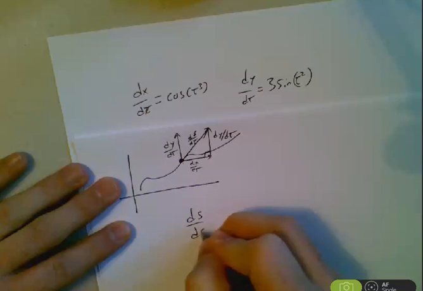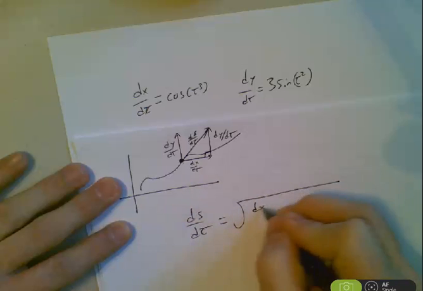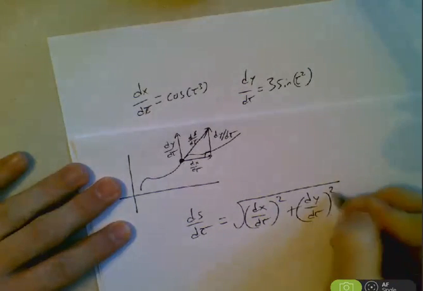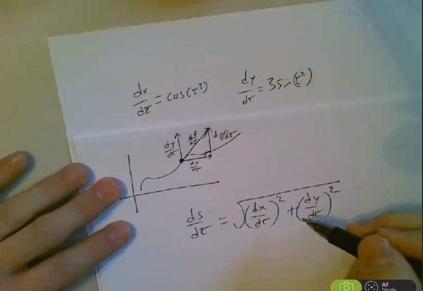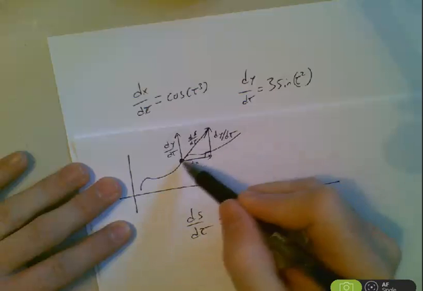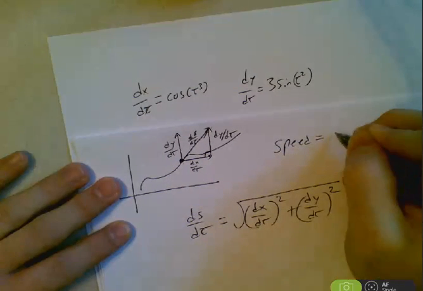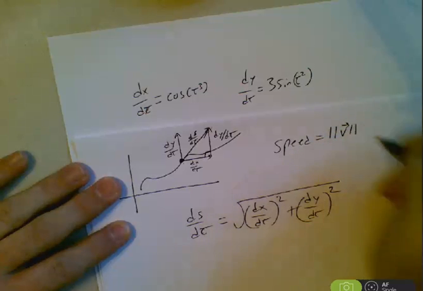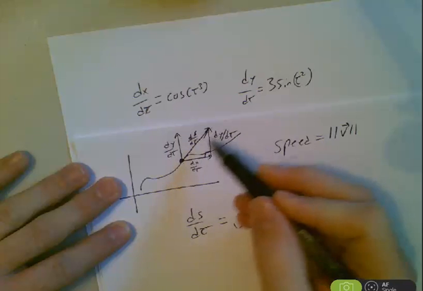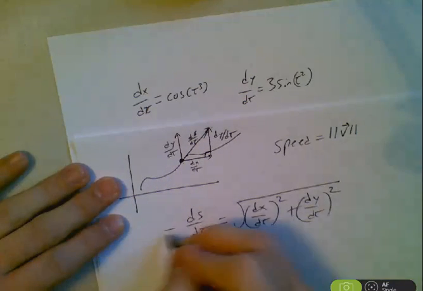So ds/dt is going to be the square root of (dx/dt) squared plus (dy/dt) squared. And if that looks familiar, it should, because this is how we developed our arc length formula. Except I don't want all these little segments added up. I just want this one. Speed is the magnitude of the velocity vector. And all that basically means is I need this length. If I have my velocity vector, I need this length to get my speed. So this is your speed.